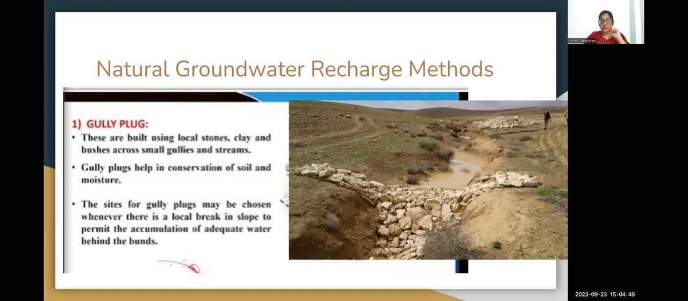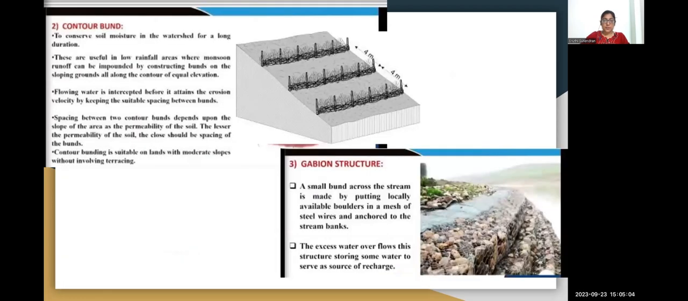This is also one method that helps in prevention of soil erosion. Almost all of these natural groundwater recharge methods additionally help protect the soil against erosion. The next method discussed is a contour bund. A contour bund is again bunds which are created in sloping terrains.